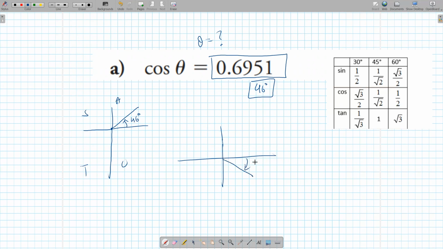So that means this angle is 46. Okay? So our other angle is going to be this big angle. What is that going to be? 314. 360 minus that, right? And there we go. So whenever we do the second function, the inverse functions for cosine or sine, there are two solutions. You see that?